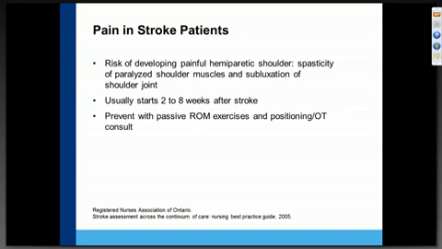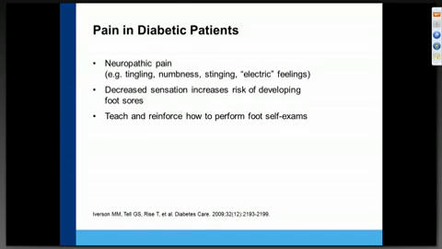Pain and stroke patients, just to note that this is addressed again in the Registered Nurses Association of Ontario. Pain is a pretty frequent problem post-stroke, and hemiparetic shoulder is a risk, and it's caused by spasticity of the shoulder muscles and subluxation of that joint, and that can be quite painful. So that risk exists, and that usually comes a little bit later after stroke. So it's preventable, with range of motion exercises and positioning. And this is where we need to get those therapy consults in place so we can, again, mitigate the risk of the patients developing this condition.